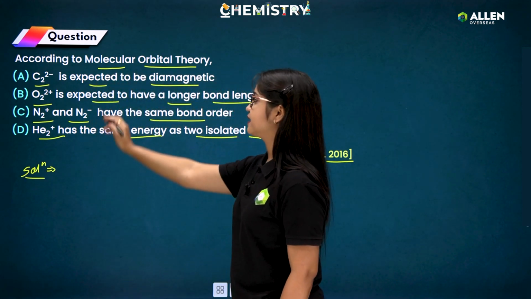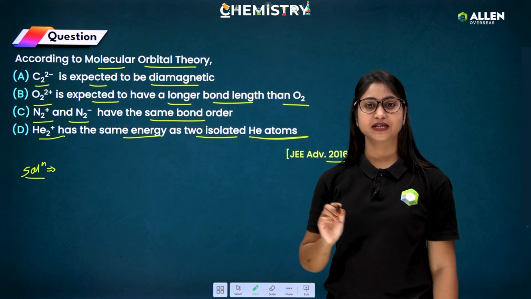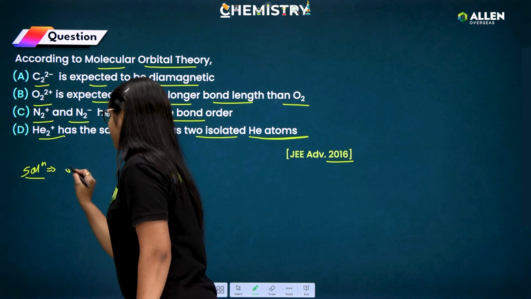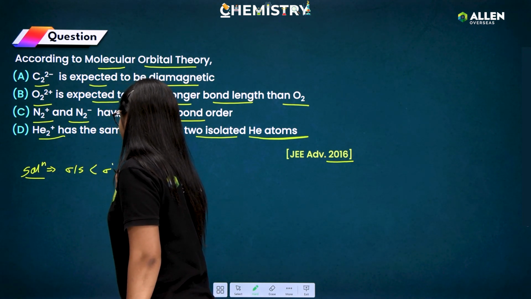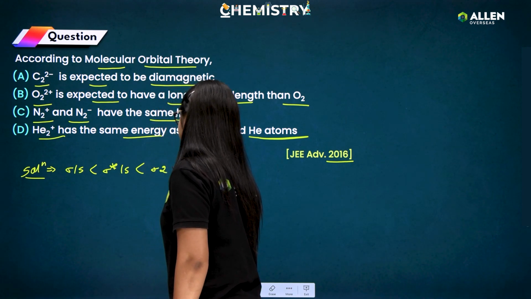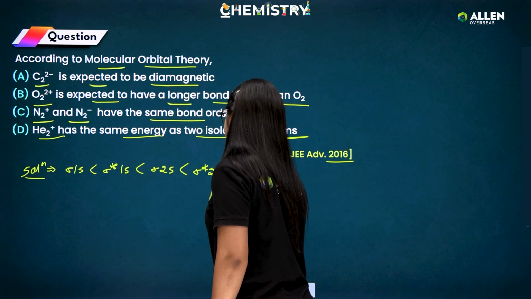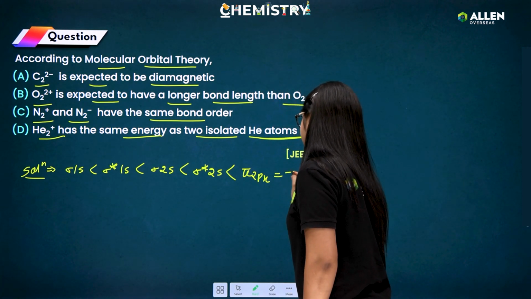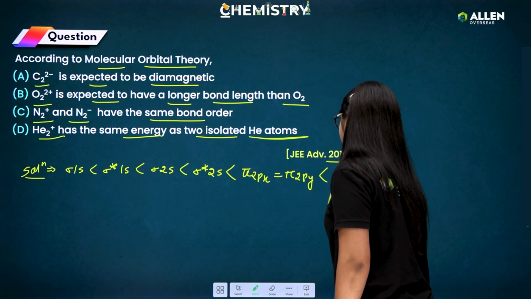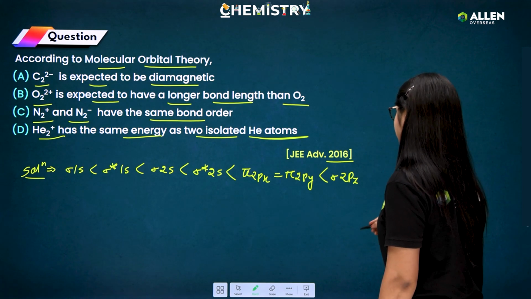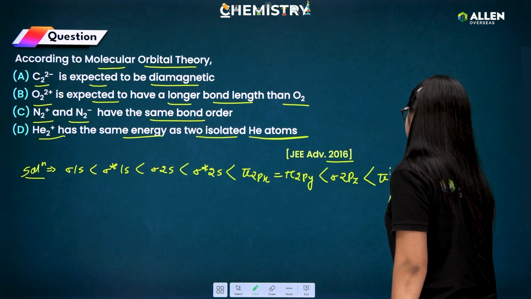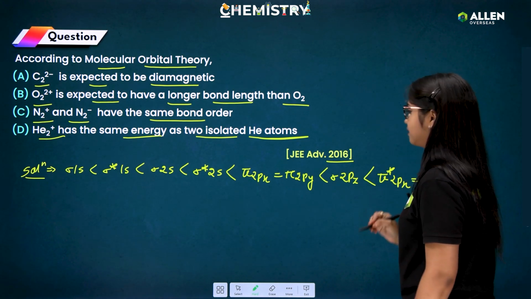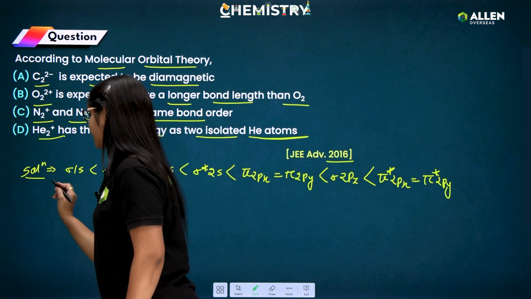First of all, it is saying that C2 2 minus should be diamagnetic. For C2 2 minus, we have to follow the order of sp mixing. So let's write that order quickly. Sigma 1s, sigma star 1s, then sigma 2s, sigma star 2s, after that pi 2px, pi 2py, then sigma 2pz, then pi star 2px equal to pi star 2py. We don't have to write the complete order because we can fill the electrons in this order.